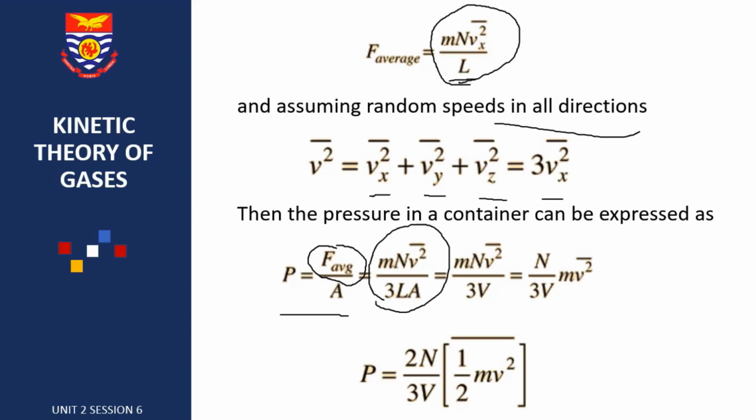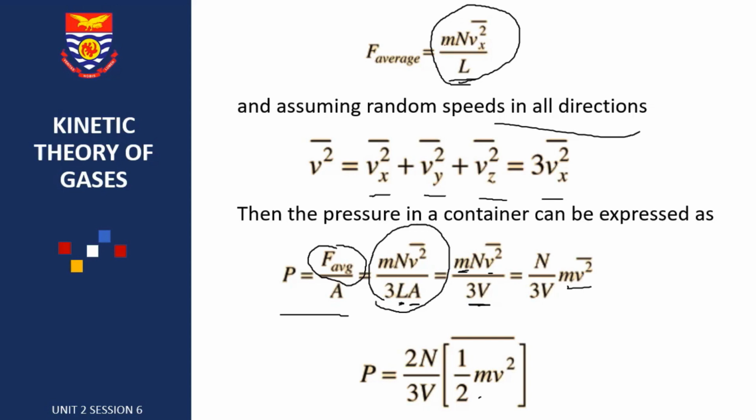If we do it this way, because our L here and the area here can multiply to give us what? A volume, that's a big V. Also, we can just make m and v squared step aside, so that we have the number of molecules divided by 3V multiplied by the average of mv squared.